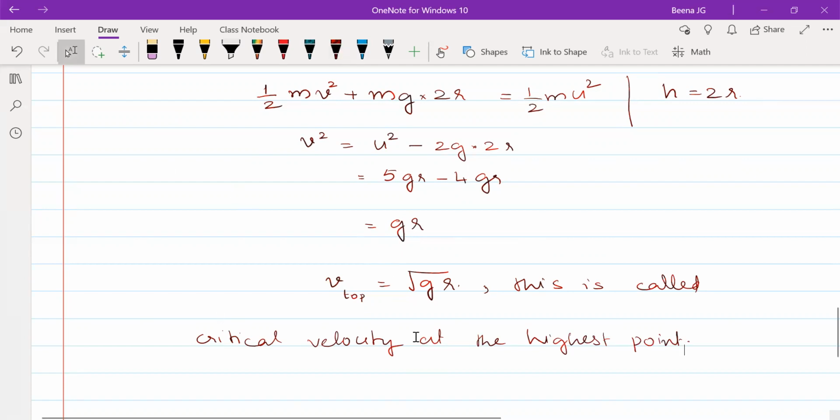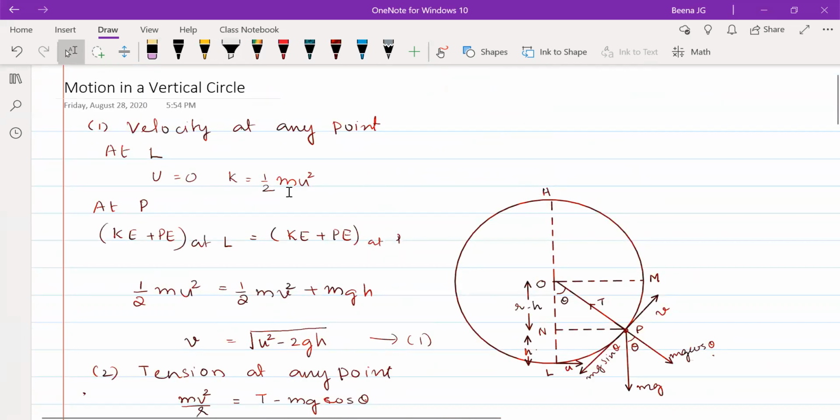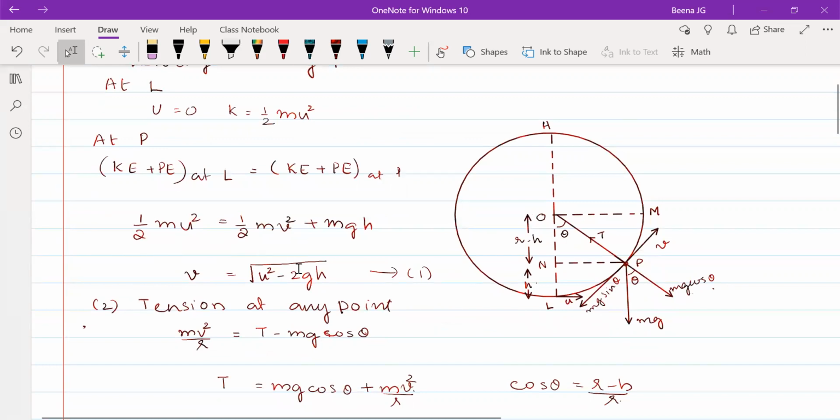Quickly see the different points that we have discussed right now. First of all, the first thing we calculated was the velocity at any point, the general expressions. When you are considering the point L, it has only kinetic energy because that's the lowermost point. As it moves up, it gains potential energy because it's covering a certain height, so potential energy as well as kinetic energy is there. According to the conservation of mechanical energy, we equated those two energies and solved for the velocity at any point.